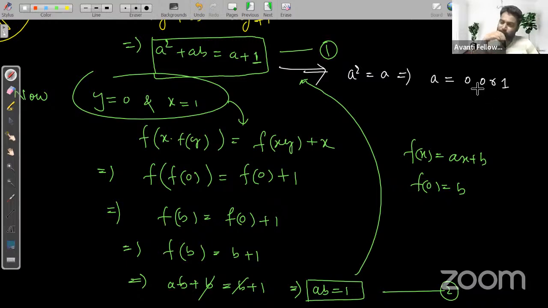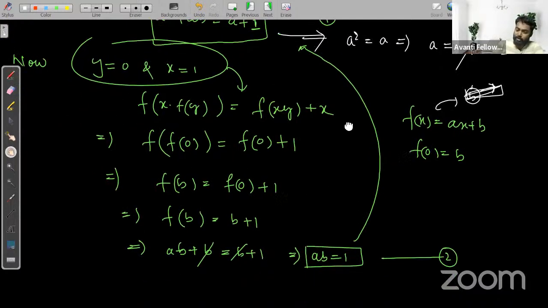Here we cannot take a as 0, because if a is 0, then the given functional equation will be of degree 0. In the case of degree 0, the functional equation is not satisfied. If a is equal to 0, the function becomes b, a constant function of degree 0, and for degree 0 the given functional equation is not satisfied. So a has to be 1.